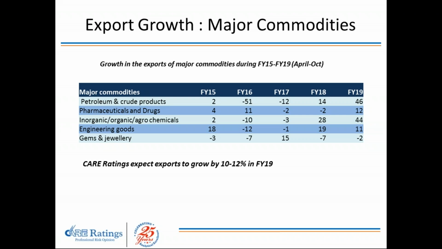The petroleum products grew by 46% in FY19 over a 14% growth in FY18. This comes on the back of negative growth in this segment during the preceding 2 years. Gems and jewelry has recorded negative growth rates in 4 of the last 5 years. The growth was negative 7% in the first 7 months of FY18 and was negative 2% in the comparable period in the current year. This is notably lower than the 15% growth witnessed in the corresponding period of FY17. Care Ratings expects exports to grow by 10 to 12% in FY19.